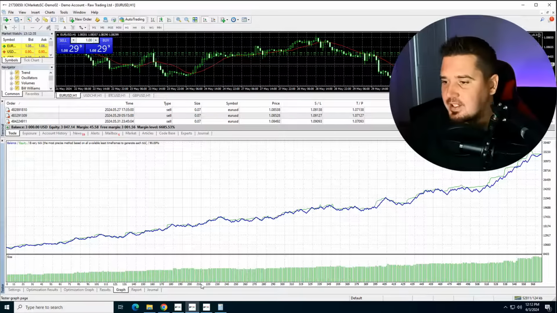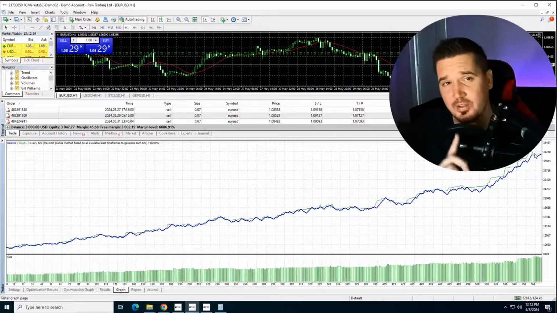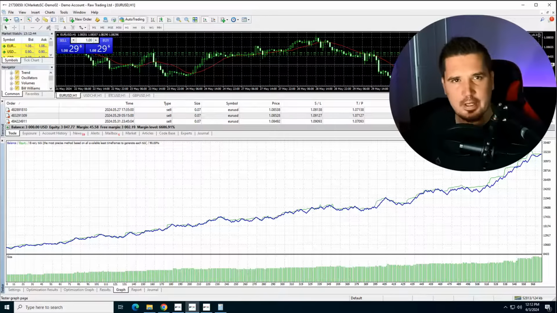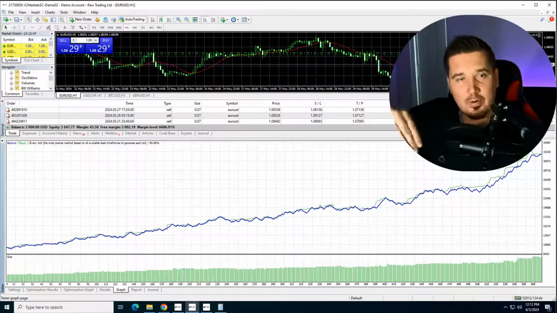This is our backtest for 2.5 years. It's been optimized since 2020. So if you go further back to 2019 or 2016, that's when you actually have a lot more losses.